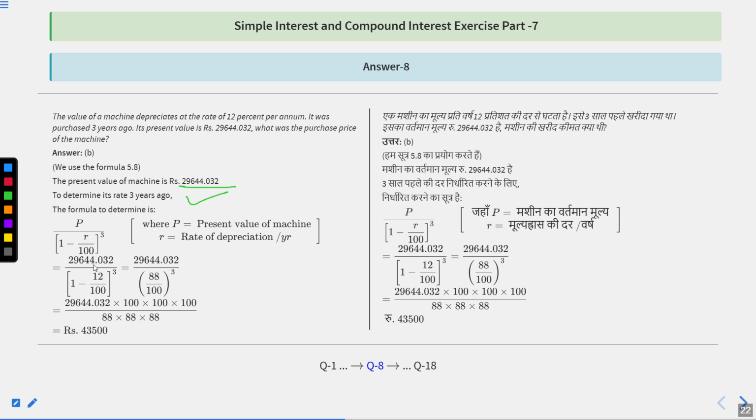So 29,644.032 upon (1 minus rate of interest, which is 12%, so 12 upon 100) cubed. When we calculate it, we get the price, which is 43,500 rupees. So 3 years ago, the price was 43,500 rupees. So B is the correct answer. Next one.